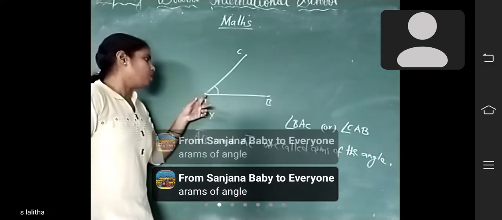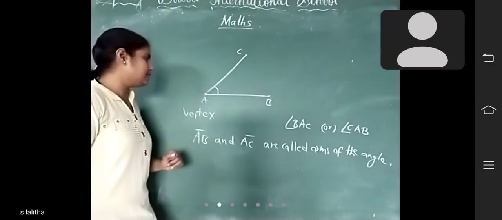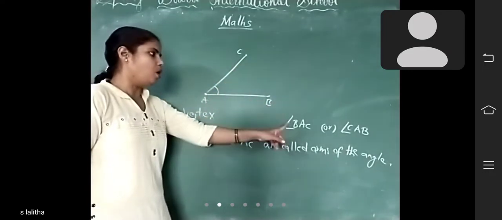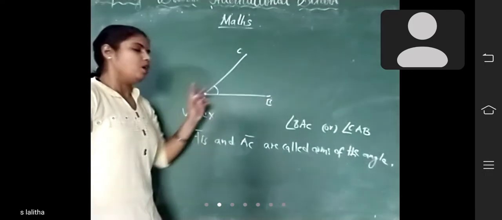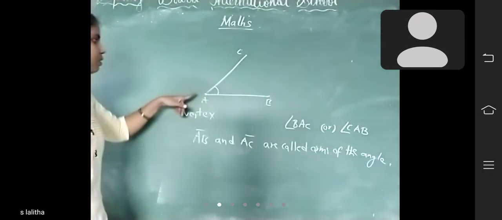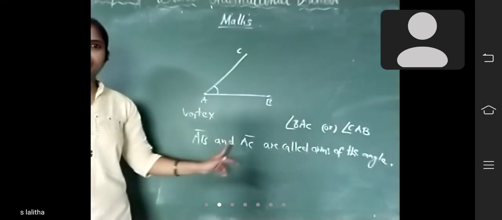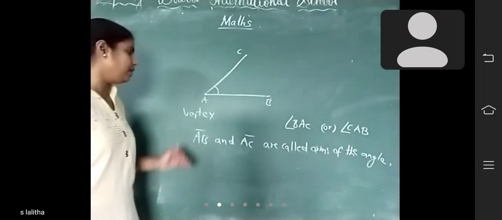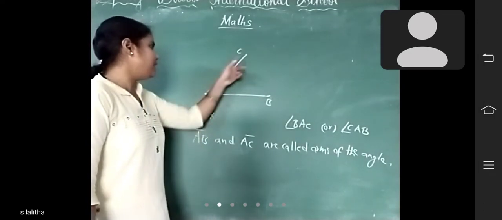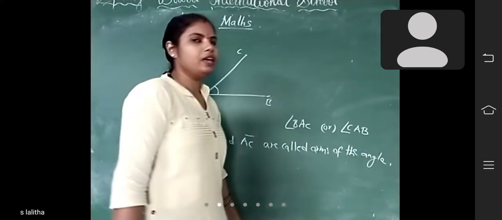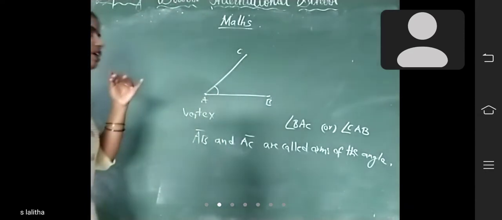The common point is called vertex. And what is the name of this angle? It is angle BAC or angle CAB. You always have to write the vertex in the middle only. And what do you call AB and AC? They are called the arms of the angle. And next, what did we learn?